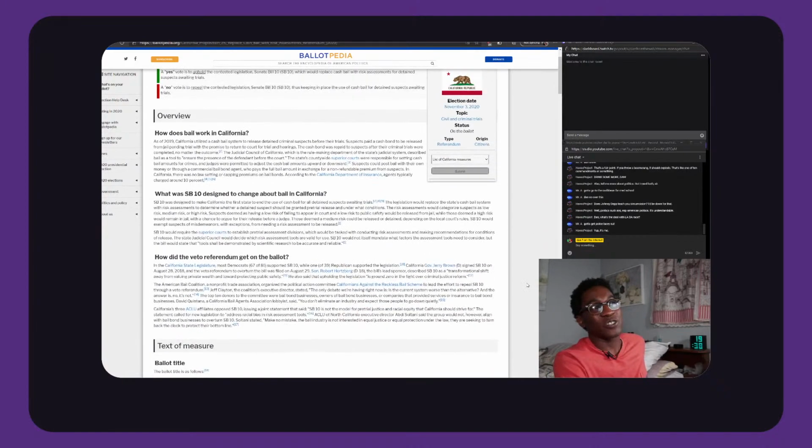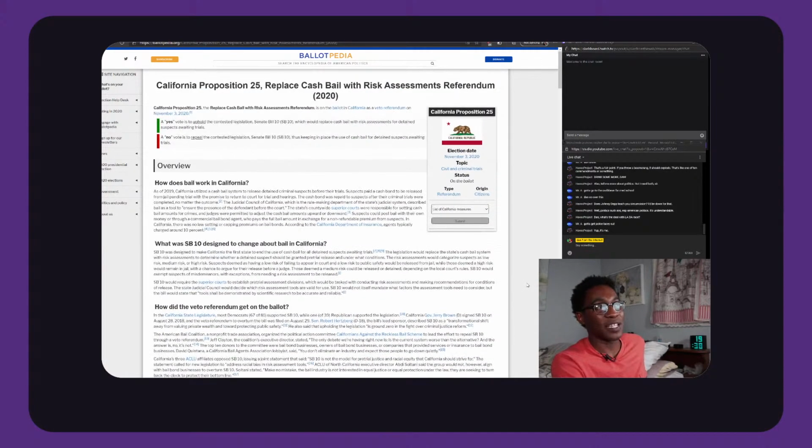I don't want to keep cash bail in place. I just don't want to replace cash bail with something that is just as unfairly punitive. That's kind of my framing of it, which is why I vote no. That doesn't necessarily mean I want cash bail to be in place, but again, I don't like how it's being handled with these new assessments that haven't really been tested yet.